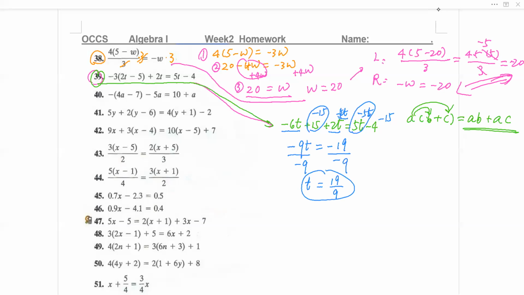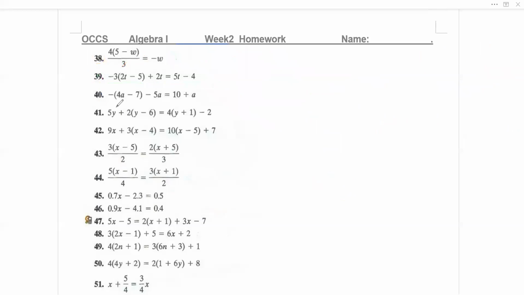Let's move on to 40. All right. Let me clear the screen a little bit. You can print screen if you really like. Okay, so let's move to 40. So what do we do? First step, we distribute inside.